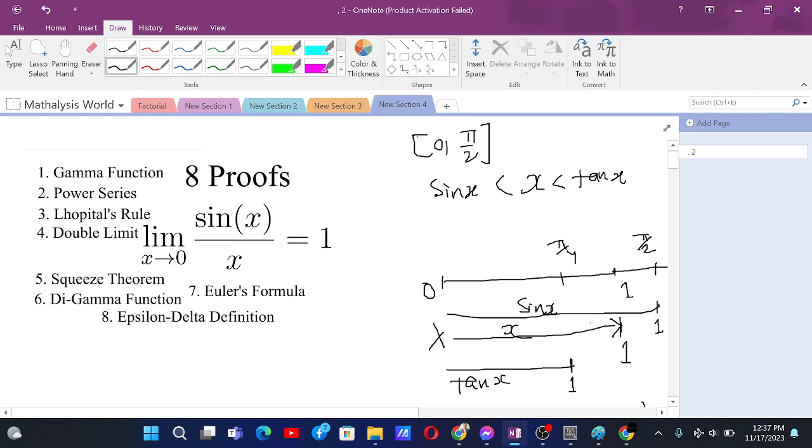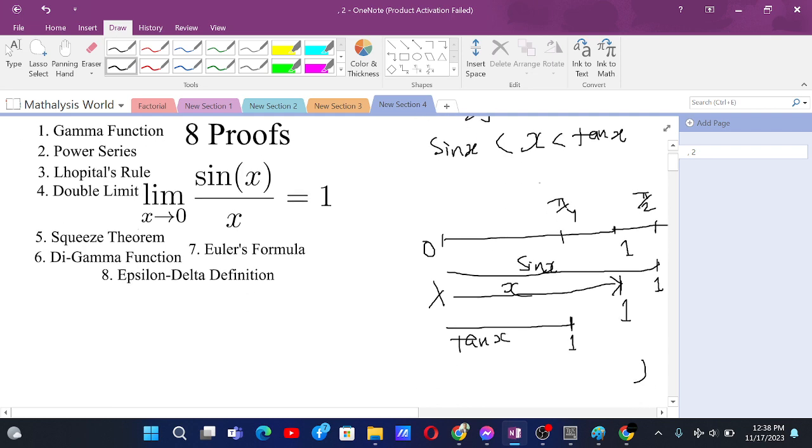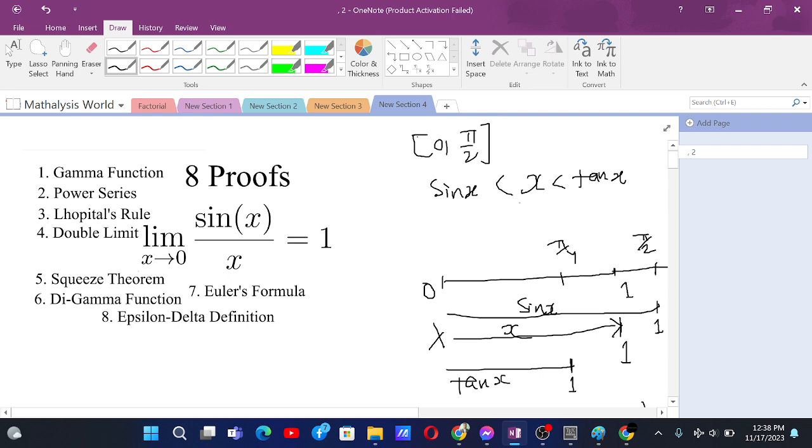So we see that sin x is growing really slow in comparison to x and tan x, and x is also slow in relation with tan x. So you can see why this works. Now if we have this, we can just invert them first.